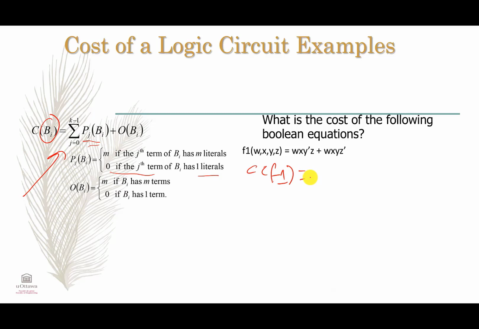So this function, guys, how many terms does it have? It has two terms. And how many literals? Per each term, this term has 4 literals, and this term has 4 literals, which are xy'z plus xyz'. And how many terms in this function? We have 2. So the cost to implement this function will be 4 plus 4, 8, plus 2 will be 10. Okay, guys?